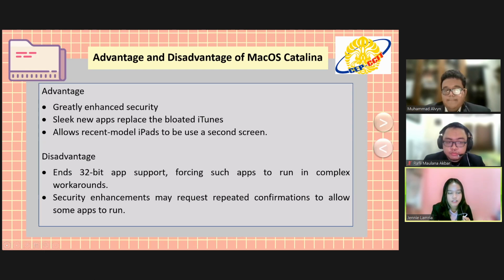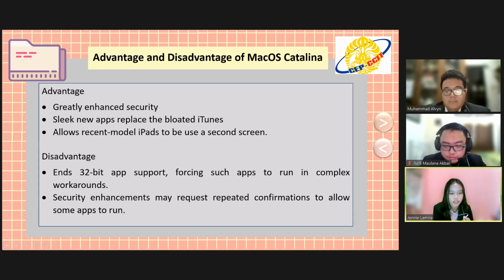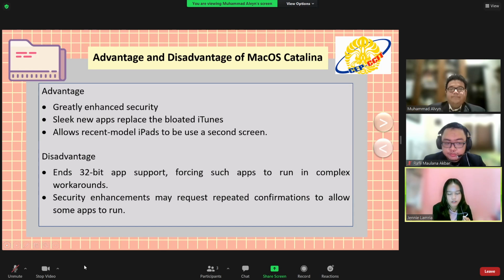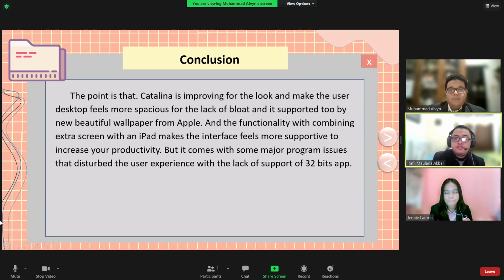Disadvantages of macOS Catalina are: one, ends 32-bit app support, forcing such apps to run in complex workarounds. Two, security enhancements may request repeated confirmation to allow some apps to run. Next. And we got to the conclusion of this presentation.